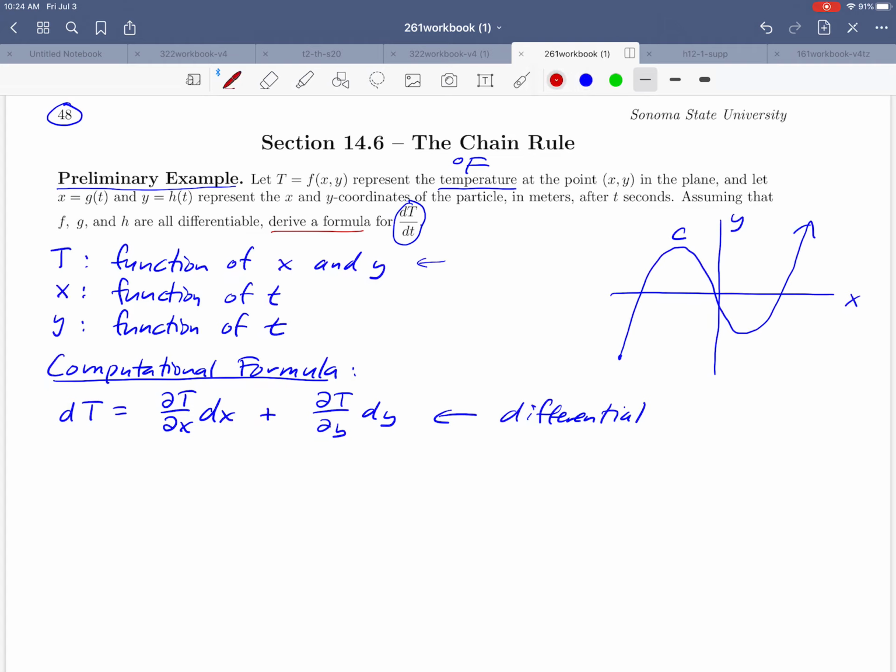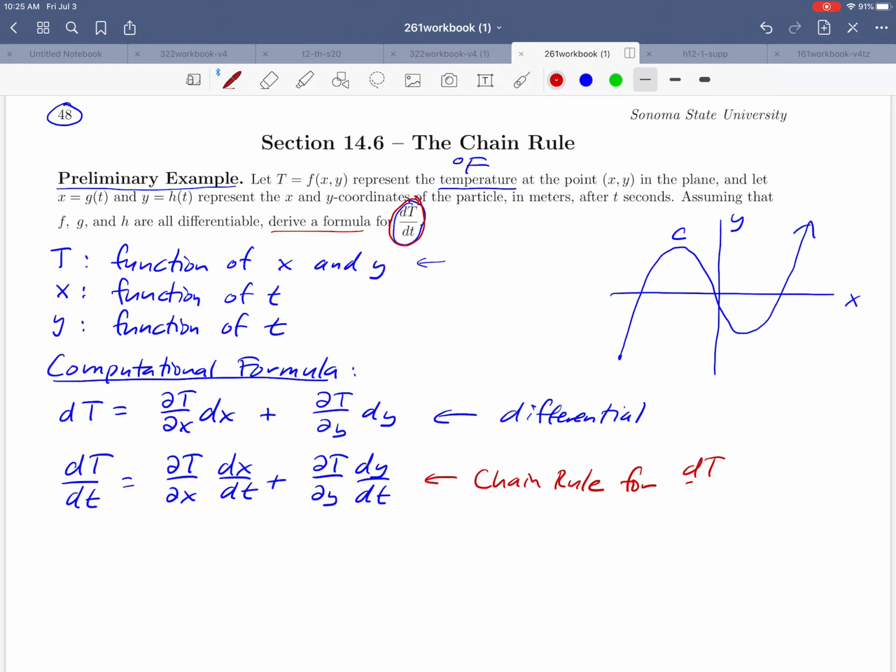Okay, what we're actually after though is a derivative. So to get that derivative, we're going to take this formula that we wrote down and just divide both sides by d little t. And if we do that, on the left-hand side, we've got to do it on the right-hand side as well. And so the formula is going to turn into this. And the formula that we just wrote down is what's known as the chain rule for d big T, d little t. Okay, and we're going to say a few things about this formula, make a few observations.